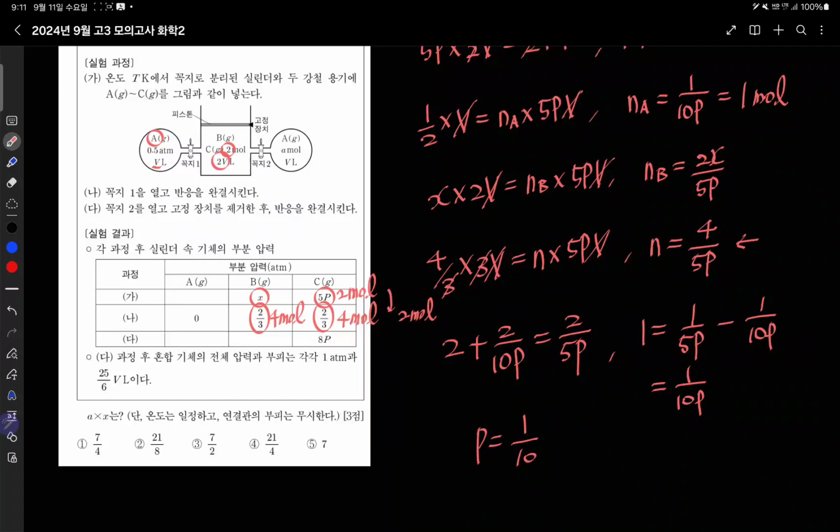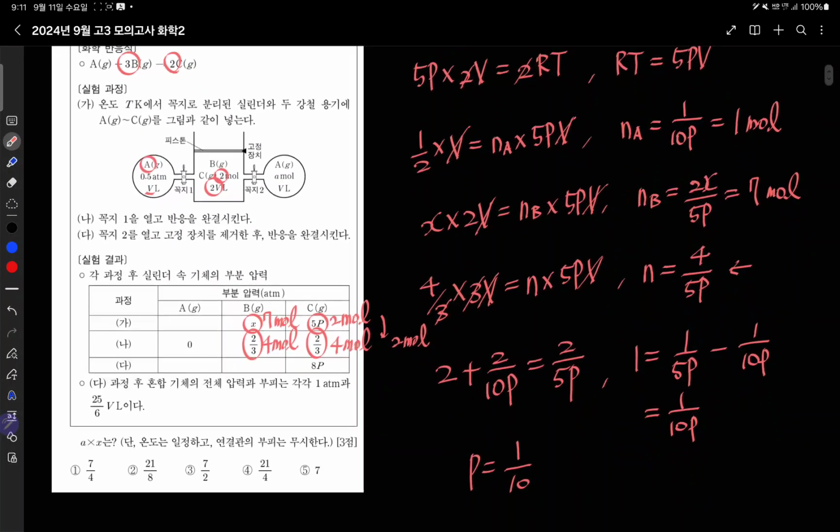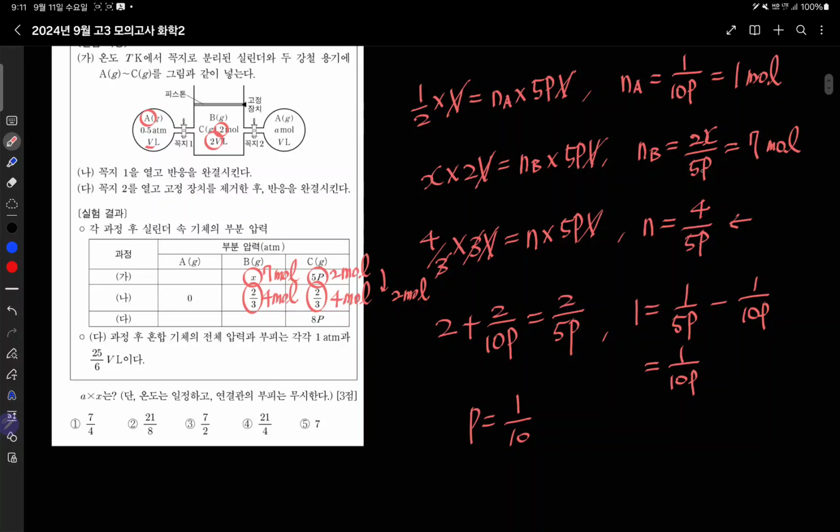To do that, according to coefficient, 3 mole of gas B should be consumed. That means before the first reaction, the amount of gas B was 7 mole. So if this value is equal to 7, and P is 1/10, so the value of X is 7/4.